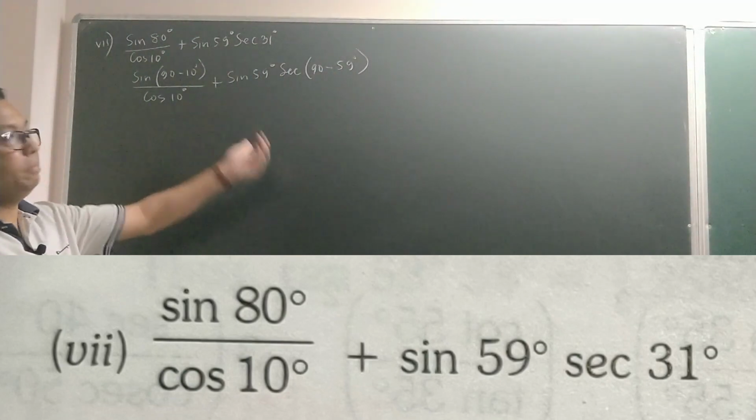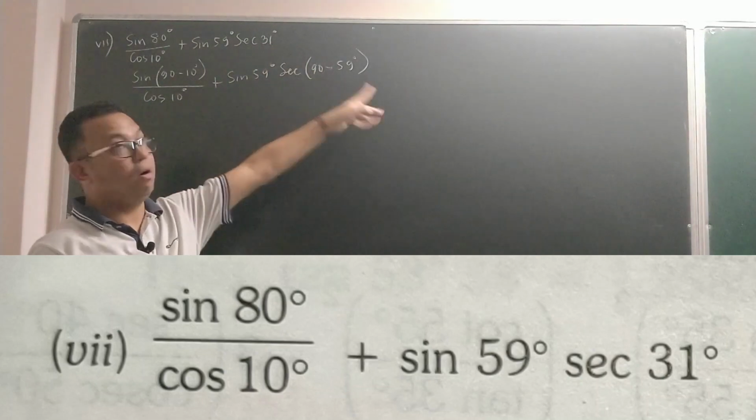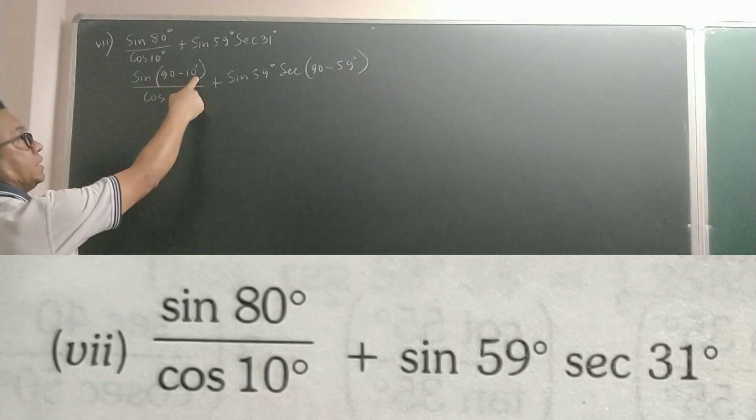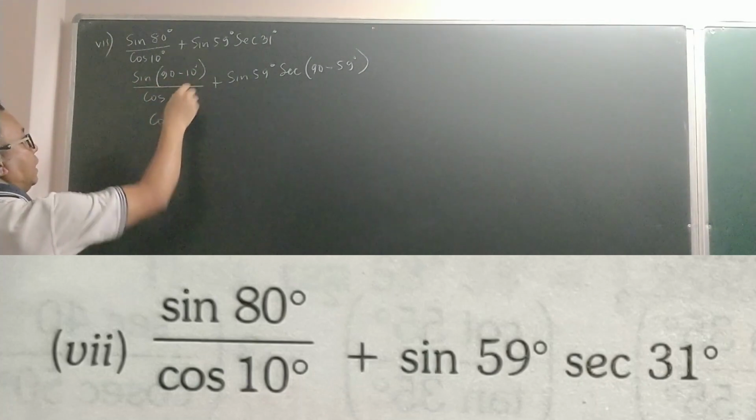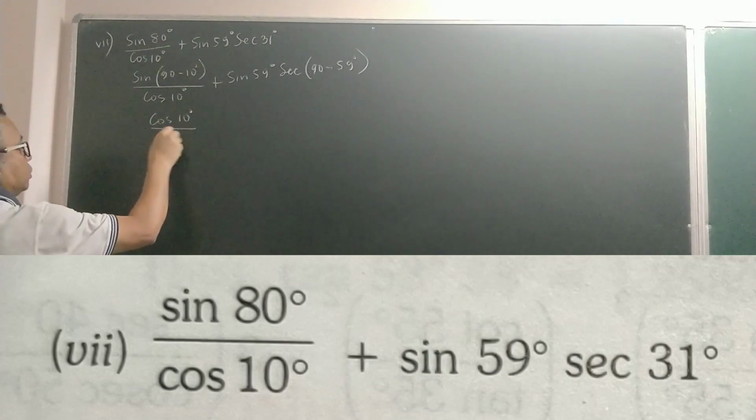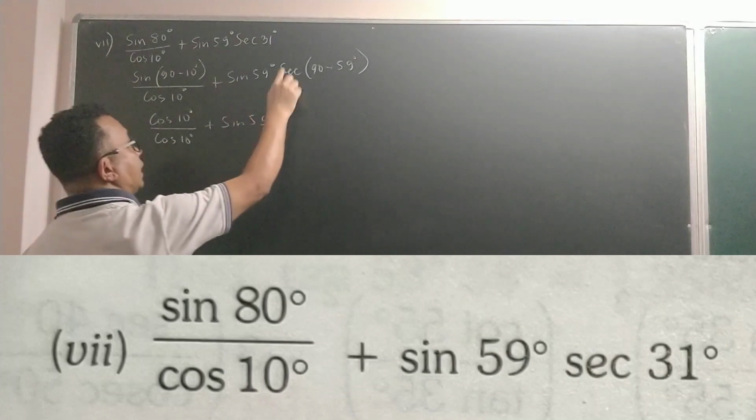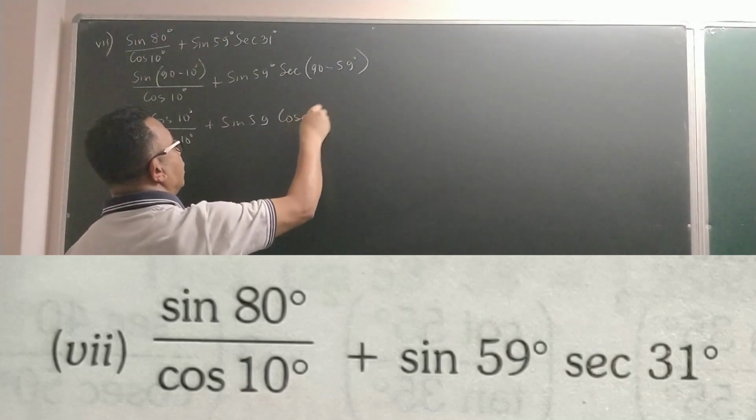So I'm getting it ready. Don't at first only change sec into cosec. First write that angle in the form of 90. Now in the next line I'm going to change sine 90 minus theta. You know sine 90 minus any angle is cos of that angle, cos of the second angle. So cos 10. So lower side also you have cos 10 plus this is sine 59, and then sec will change to cosec. Sec 90 minus theta will change to cosec 59.